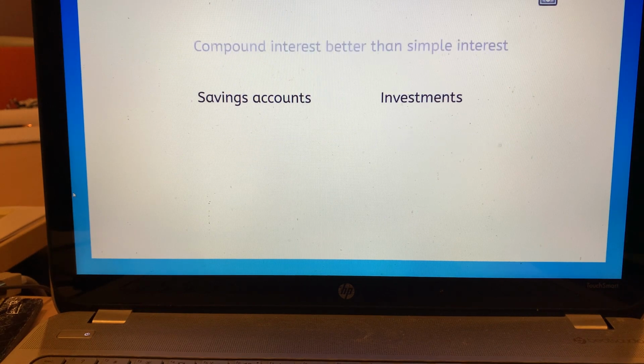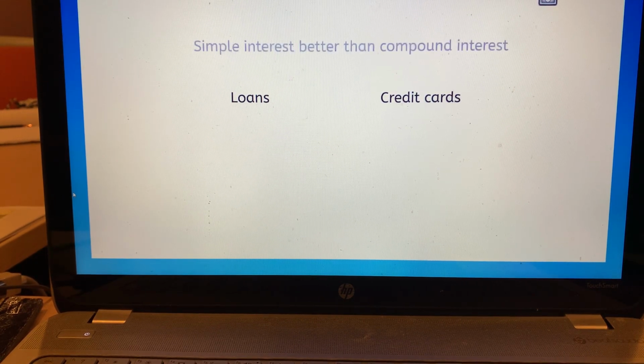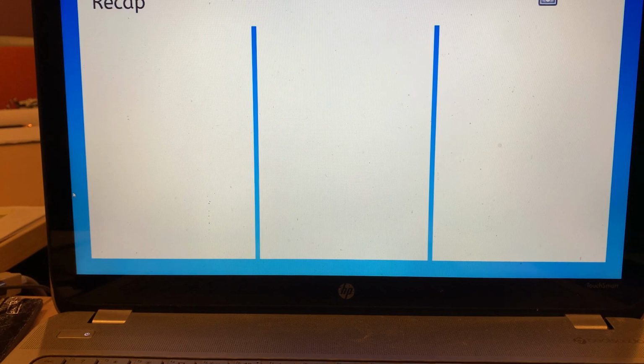Because compound interest is way better for accounts where you're getting money, like savings accounts or investment returns. But for accounts where you're paying money back, like loans or credit cards, you'll end up paying less if it's simple interest.